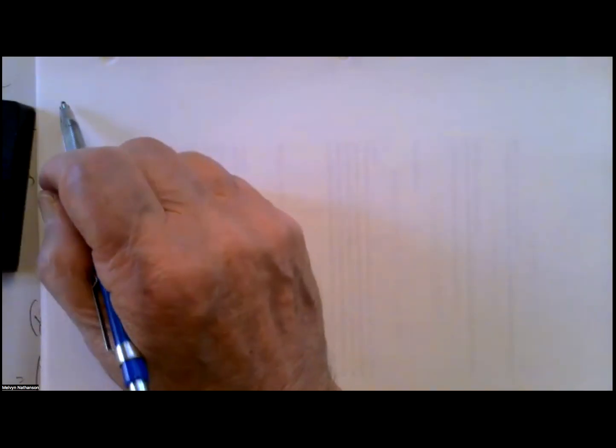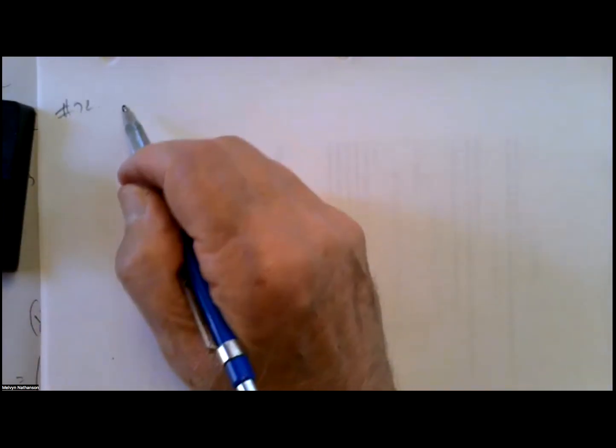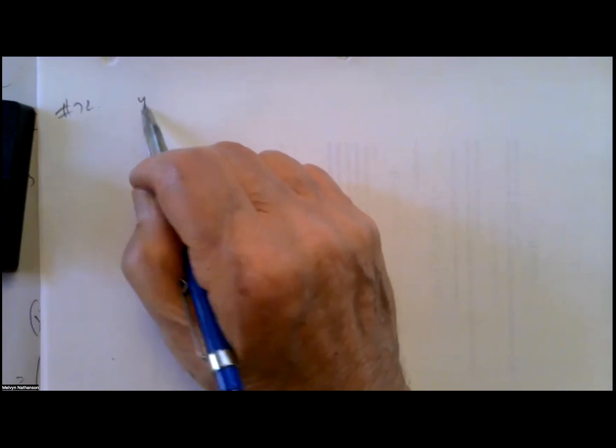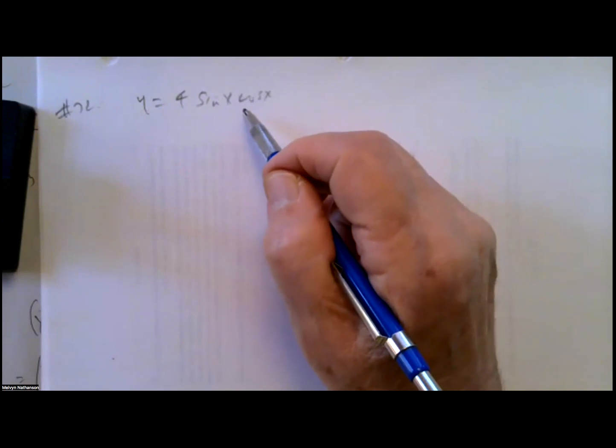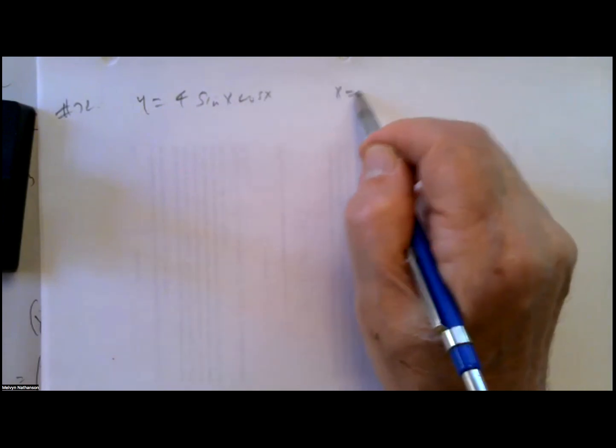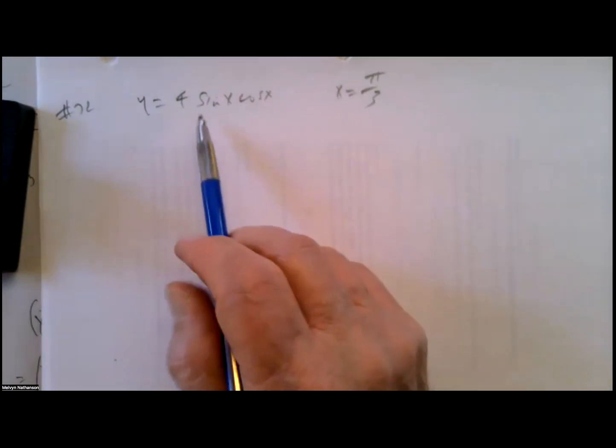Let's look at number 72. We have the function y equals 4 sine x cosine x. At the point x equal pi over 3 radians, we want to find the equation of the tangent line. And then it says use a graphing utility to plot the curve and the tangent line. Okay, well, let's see. So this is my function.